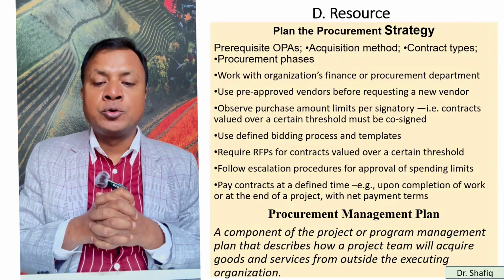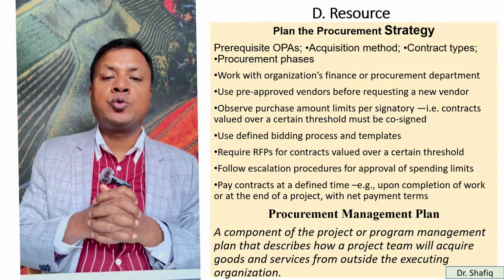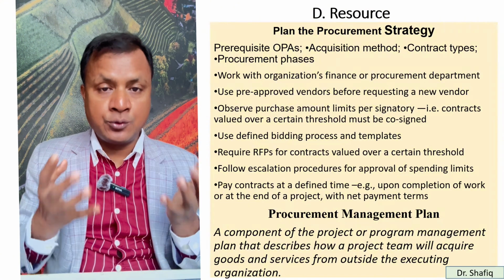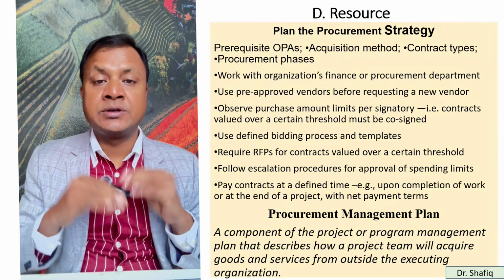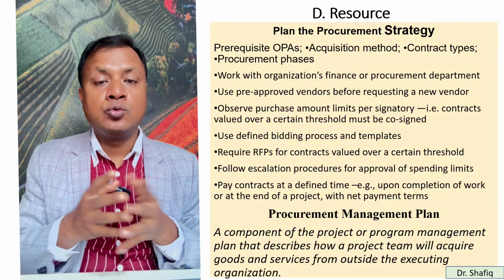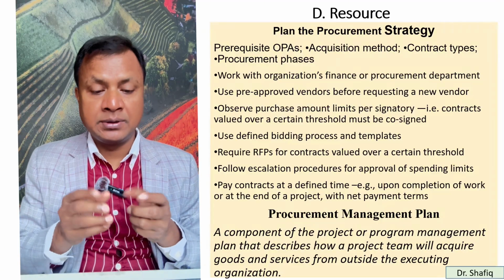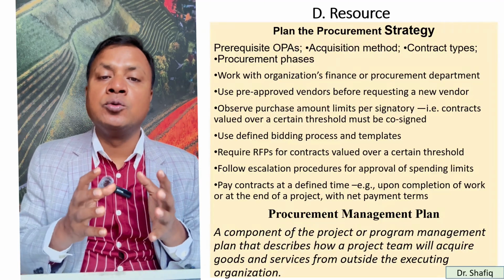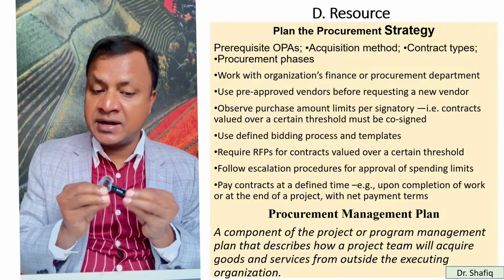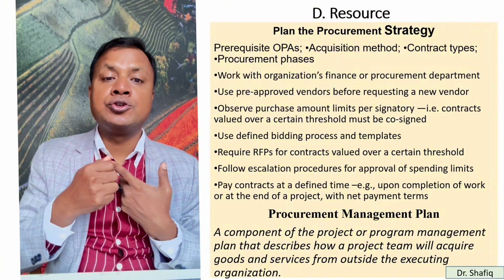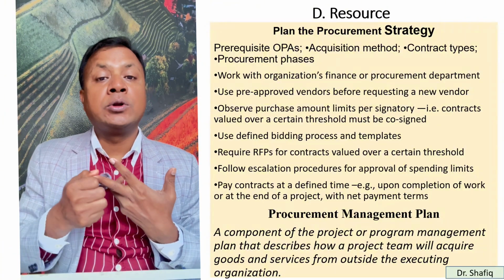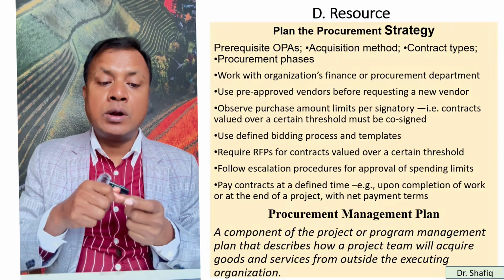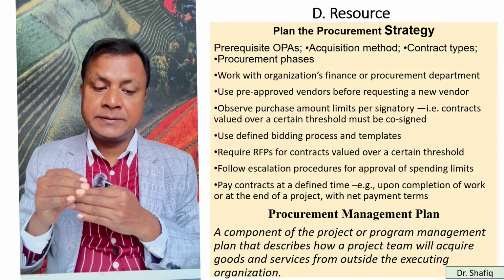Now, planning the procurement strategy. So we'll buy something from an outside source, an external source. We have to buy something. We have to hire something. In this case, we have to decide some strategies. So what will be the acquisition method? What will be the contract types? What will be the procurement phases?